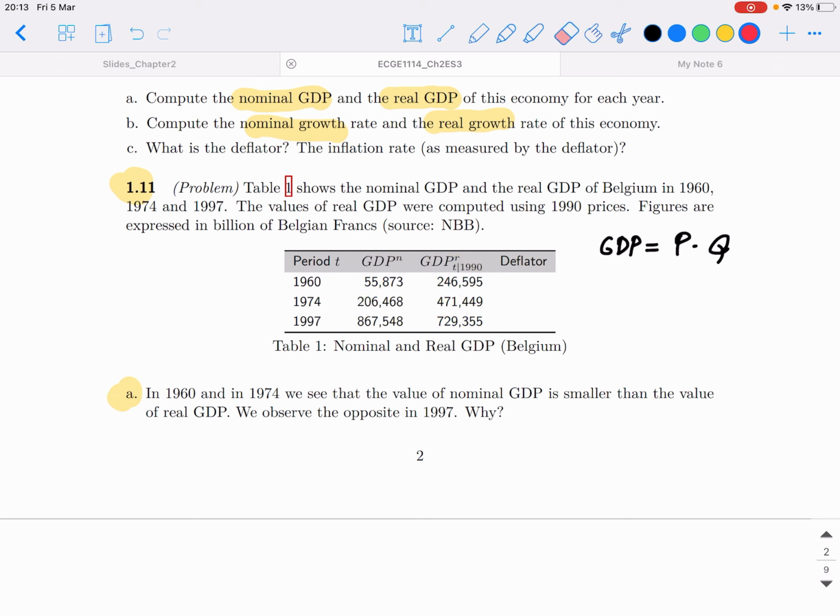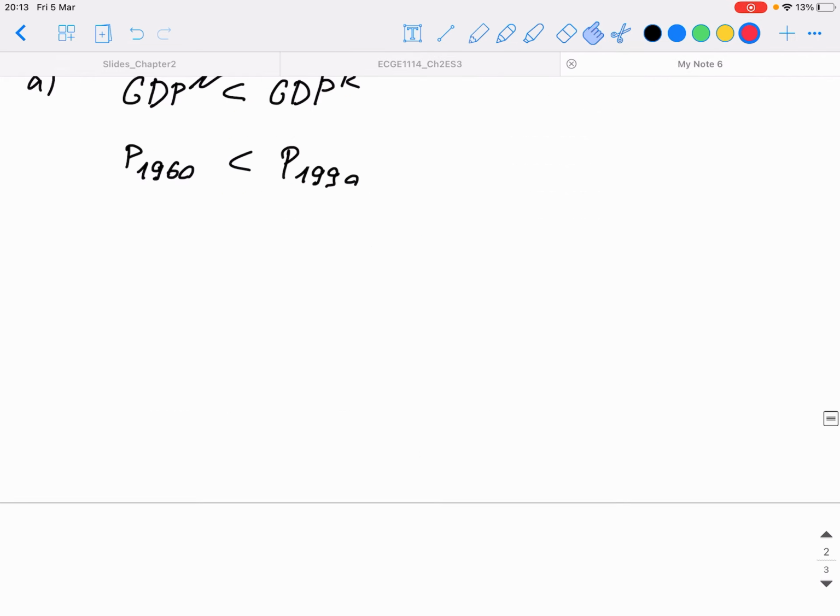So that's actually the reason here: the prices of 1960 or 1974 are much lower than the prices of 1990, and so as components of GDP, they draw the value of GDP down. And then we have just the opposite. GDP nominal of 1997 is bigger than GDP real of 1997.